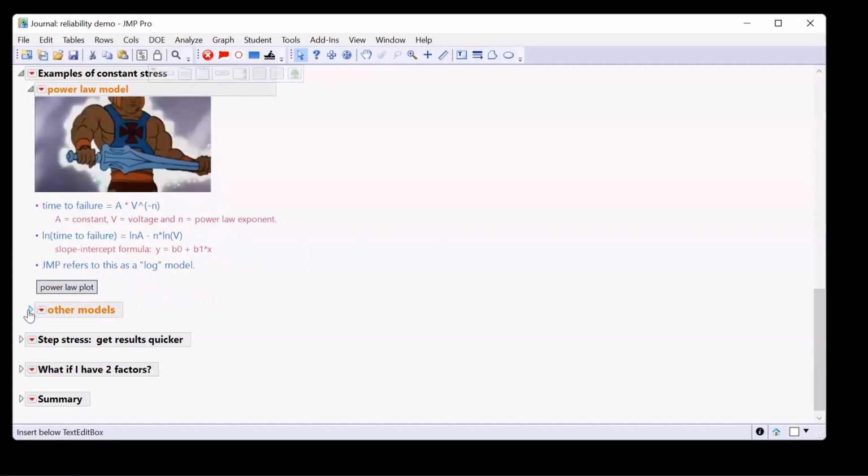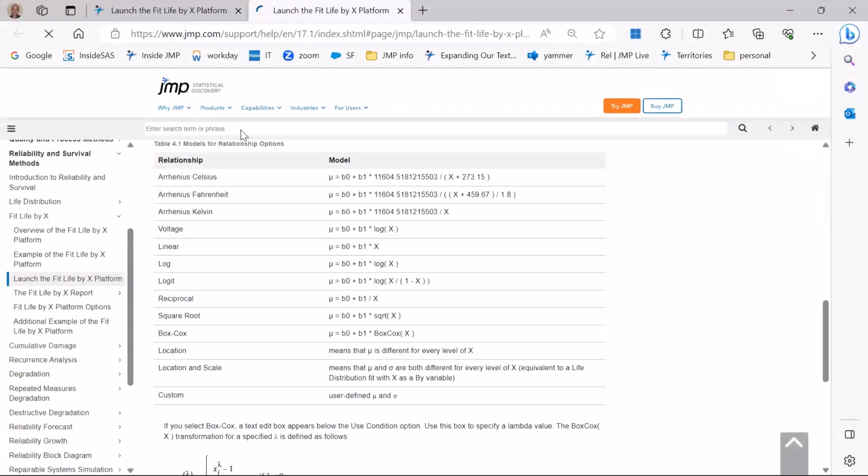Okay, and there are other models. So here I'm showing just from the JMP help. I showed the Arrhenius Celsius. Okay, we saw this expression. You can use different values of temperature. You can put it in Fahrenheit or Kelvin. Here's our voltage model where it's log of X, log of volts. Also, the log model has the same expression, log of X. But I could have a linear model. I could have a reciprocal model. You could create your own model if you want to. Okay? You have a custom model you can create. But that's just some examples of things that you can do.